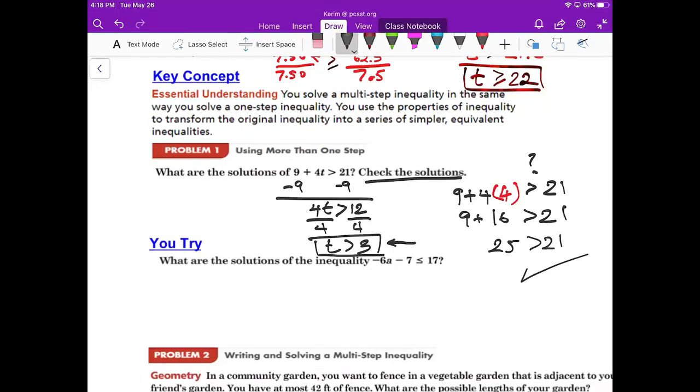First of all, I have minus 7. Remember, addition and subtraction come first. I'm going to undo that one first. So plus 7 to both sides.